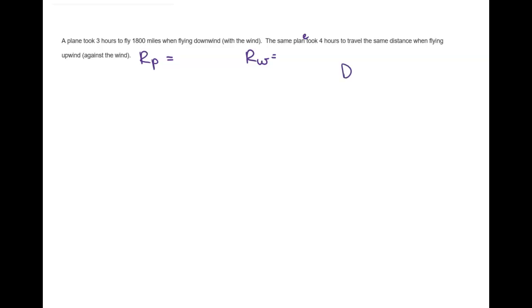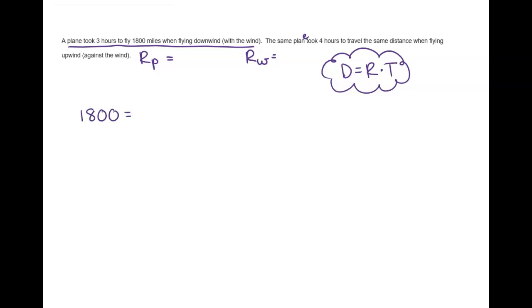So our big thing here is we're dealing with distance equals rate times time. So we set up one equation with this first part. Our distance is 1,800, so 1,800 equals the rate of the plane times the time, rate of the plane times 3 hours. And downwind, with the wind, means that the distance that the wind causes it to travel adds. So it helps you. So you travel the distance of the plane plus the distance of the wind in 3 hours. Okay, so 1,800 miles, the distance by the plane, distance by the wind.